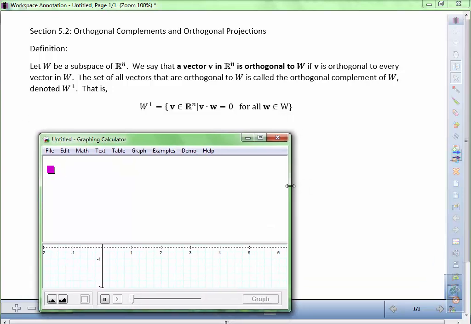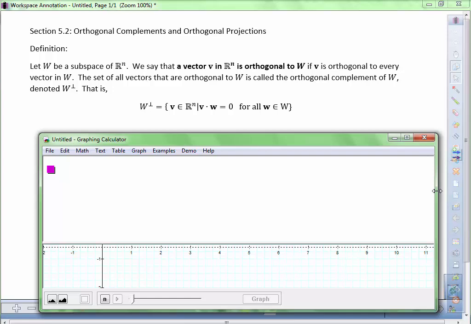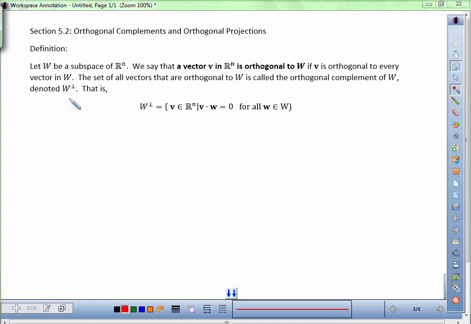So here they define a subspace, and they don't say it's a subspace yet, but eventually they'll say it's a subspace. So let's start off with just a regular subspace. W is a subspace of Rn. We say that a vector V in Rn is orthogonal to W if V is orthogonal to every single vector in W. The set of all vectors that are orthogonal to W is called the orthogonal complement, denoted by W with a perpendicular sign, and people usually call this W perp.